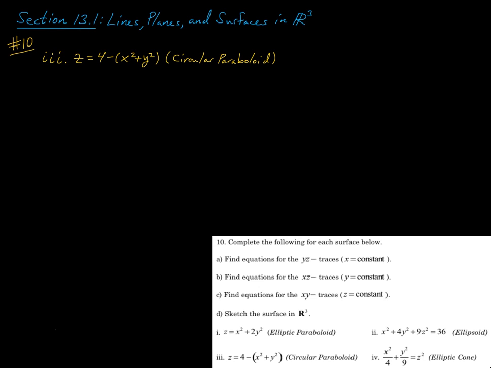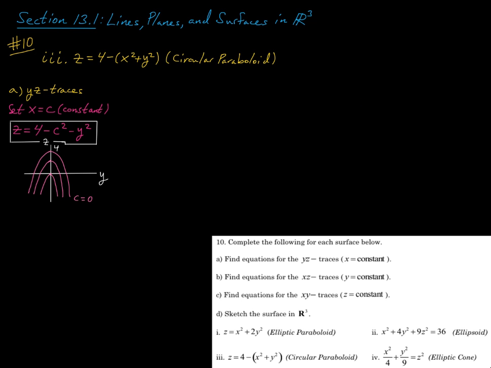Okay, next up is part 3 of question 10. Here we're looking at the surface described by the equation z is equal to 4 minus the quantity x squared plus y squared. This is what's known as a circular paraboloid. All right, and so just like the first two, we'll start out by looking at the yz traces.